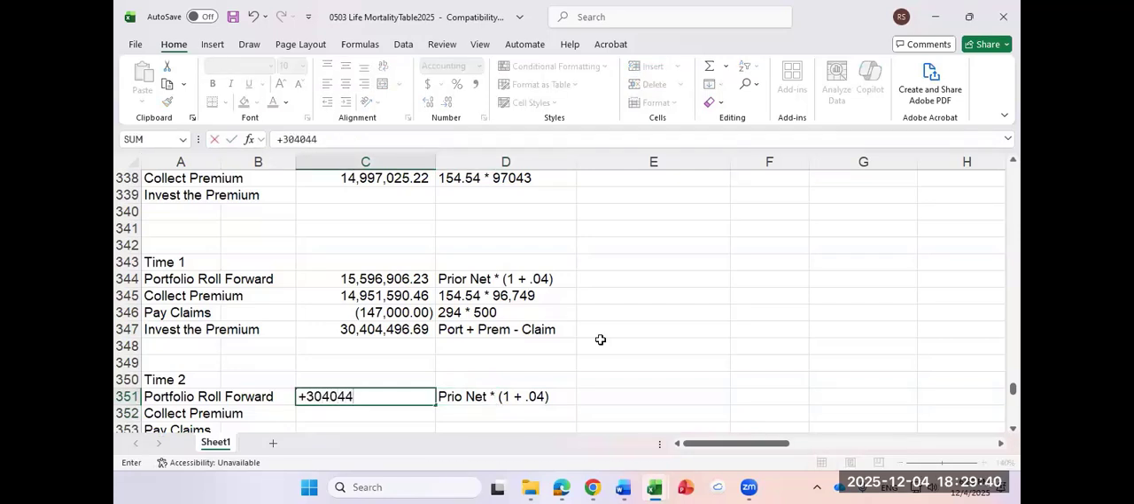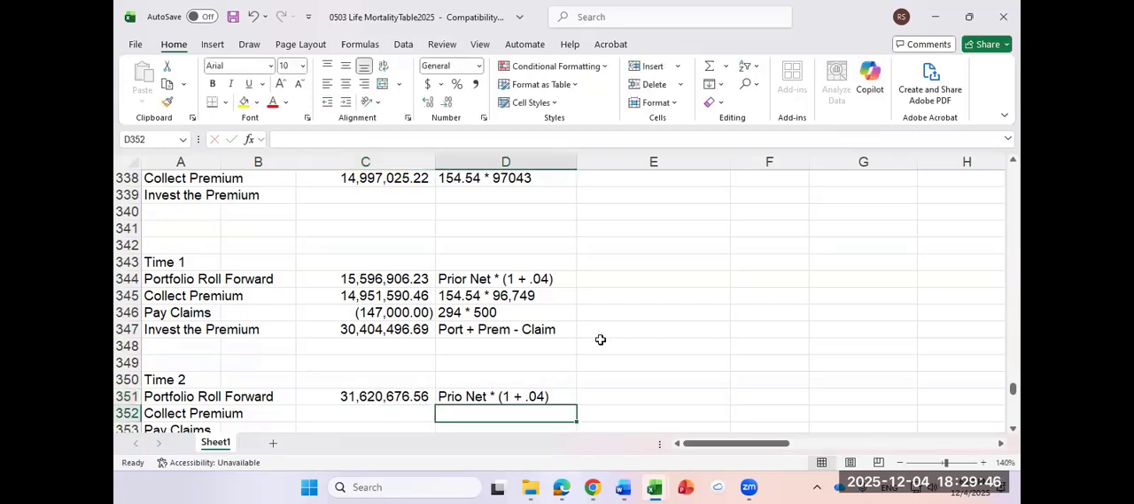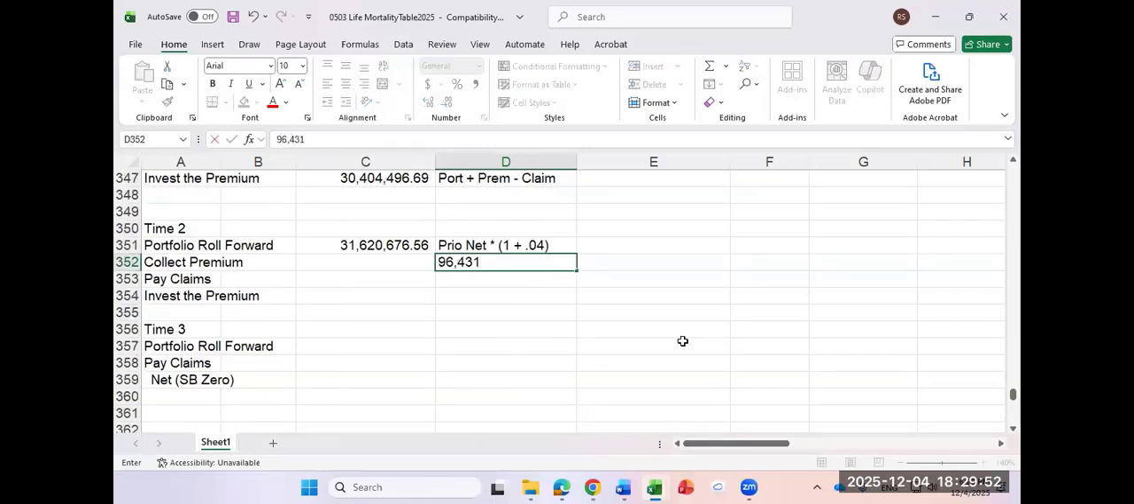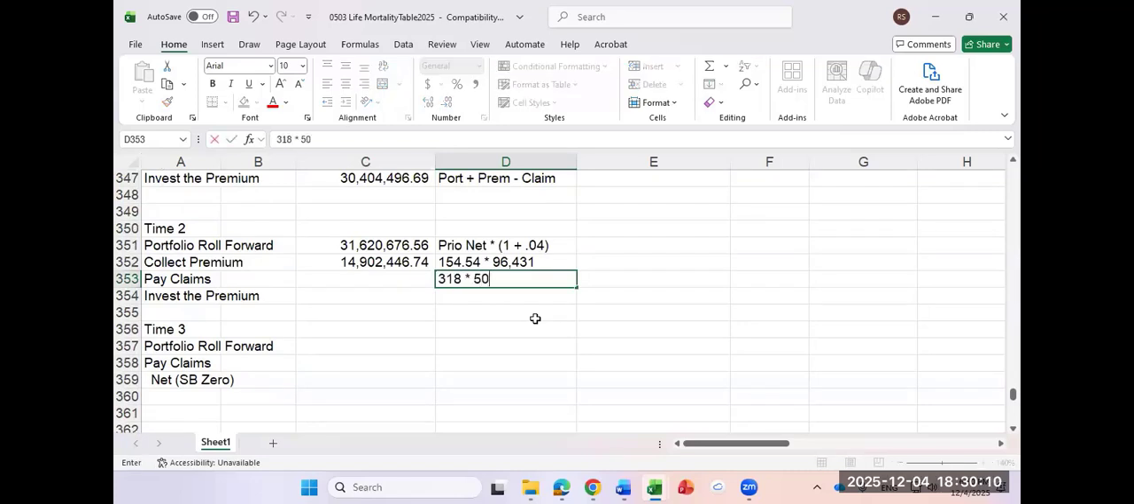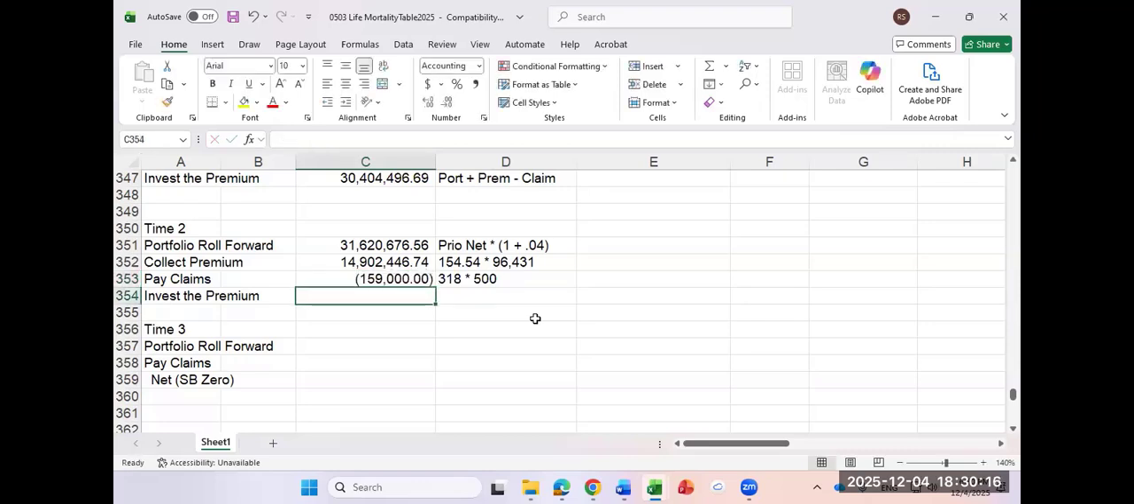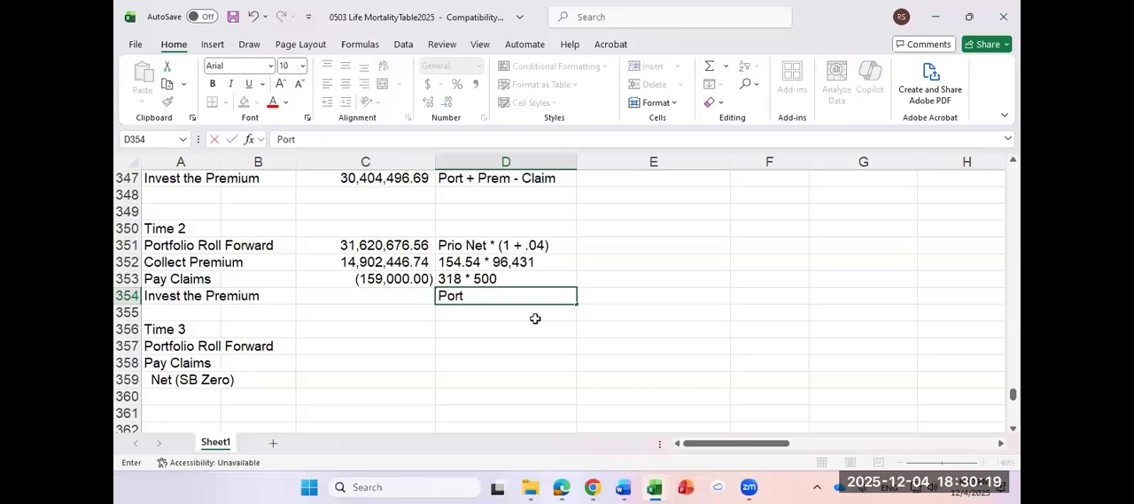So 30,404,496.69 times 1.04. Collect premiums, 96,431. So 154.54 times that. Never have to handle premiums anymore, just pay the claims. So here we're going to pay the D41s, 318. And so our net is the portfolio plus the premium minus the claim.